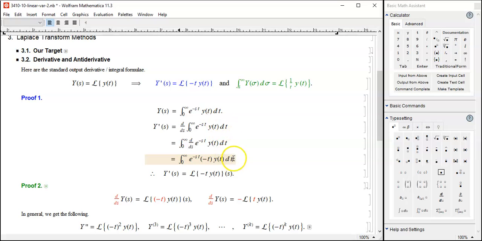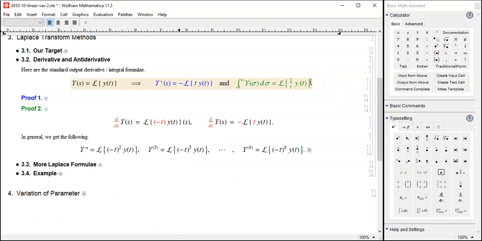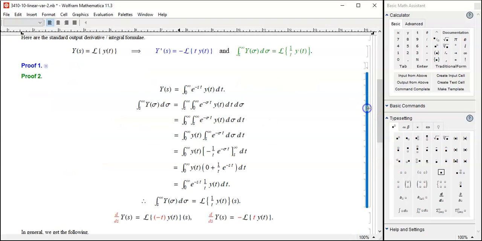Now let's compare this expression, the final expression, with the original. Instead of y of t, we have negative t y of t. That's the only difference. So this final expression tells me that this is a Laplace transform of negative t y of t. And then, of course, I can take negative outside, like this. So that's a whole proof. It's not too difficult. How about the second one? Well, this is going to be a little bit harder, but still, it's not too bad at all.